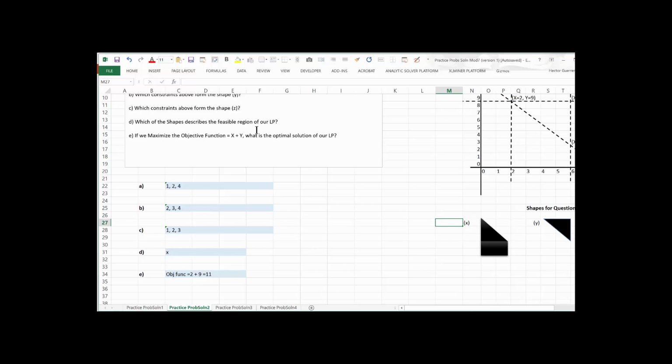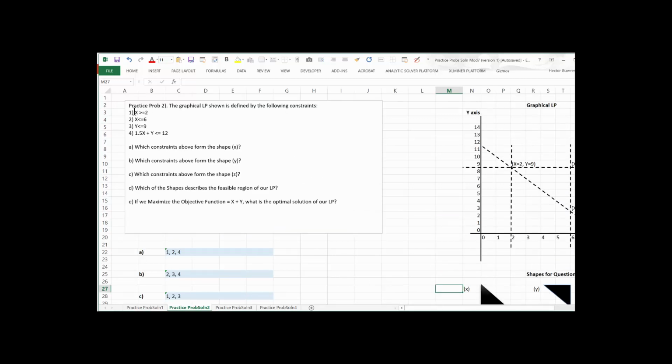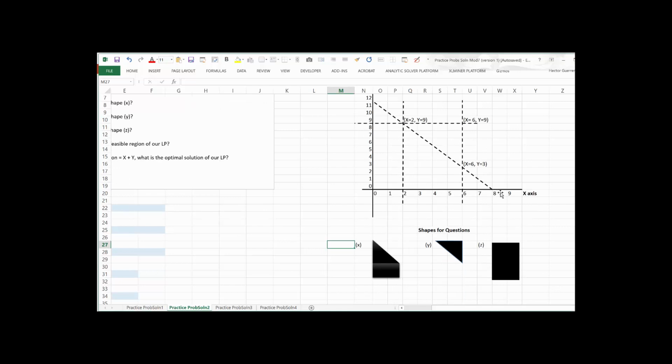Which of the shapes describes the feasible region for our linear program? The feasible region of our linear program is the combination of all 4 constraints and the area that is applicable to all those 4 constraints. In other words, an area that includes all of the constraints. And we can see from our graph that the feasible region is formed by this area here.